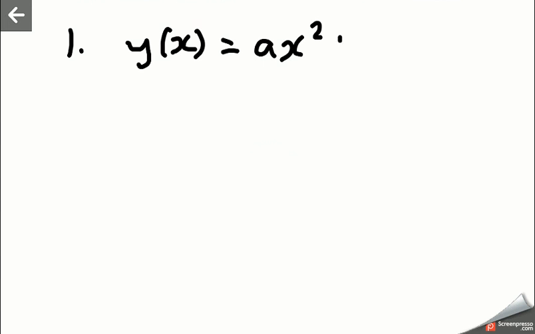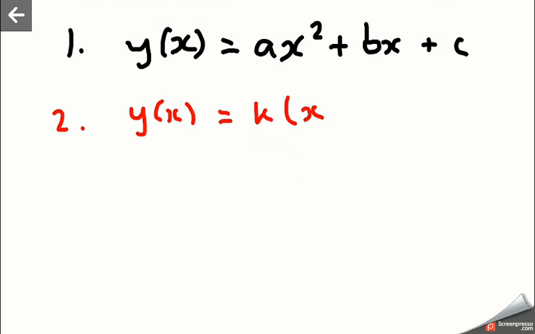Okay, so far we have learned that parabolas are graphs of functions of the form y of x equals ax squared plus bx plus c, and also that they can be represented in the form y of x equals k times (x plus d) squared plus e. And it turns out that they're the same parabola in the case that k is equal to a, d is equal to b divided by 2a.